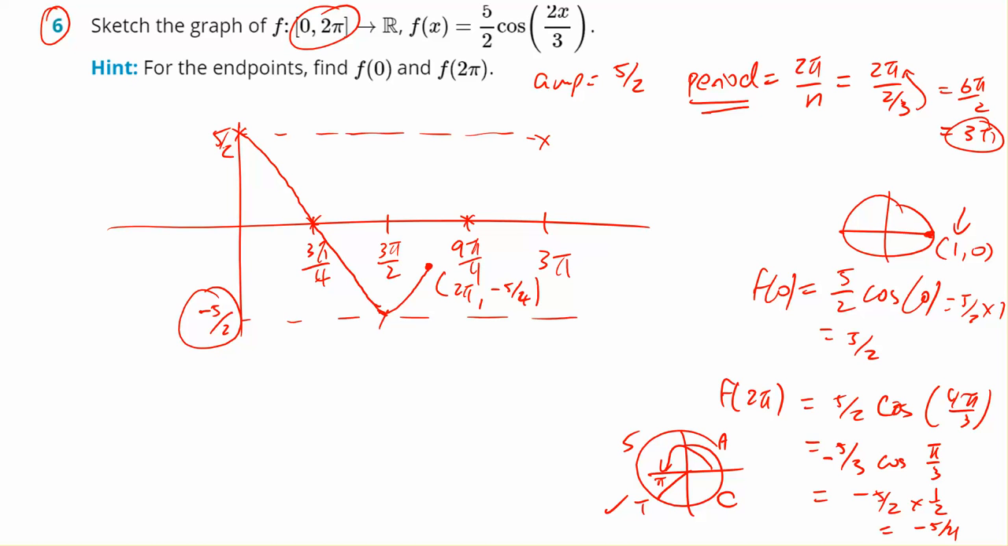So hopefully that gives you an idea of how to draw it. They are a bit tricky, but you should be comfortable with finding endpoints and solving for these. So hopefully that helps.